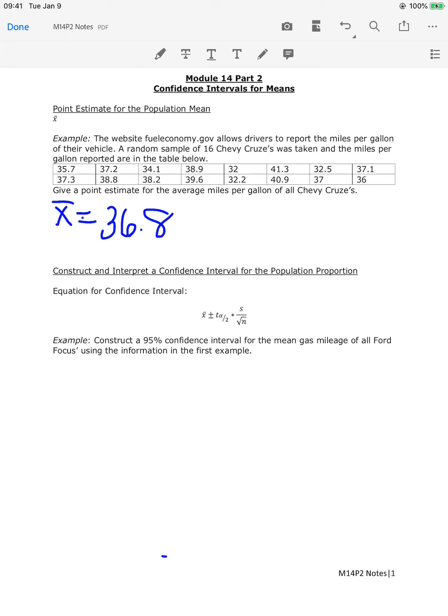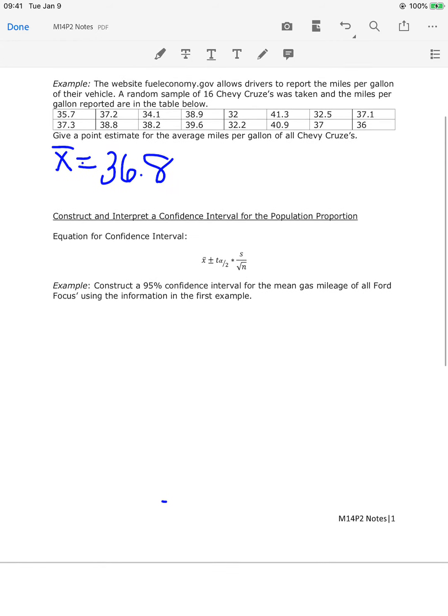So we're still having to use that t distribution because we're using the sample standard deviation and not the population standard deviation. So we don't have the information about the population, so we have to use the best guesses, which are X bar for the sample mean and S for the sample standard deviation. So let's go ahead and construct a confidence interval for all of these.